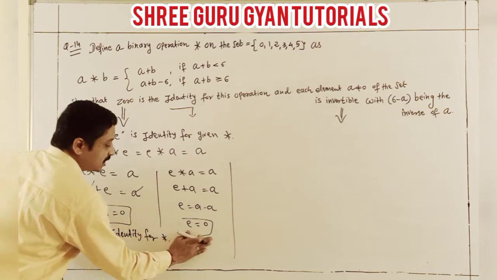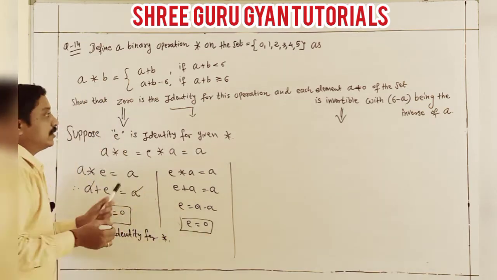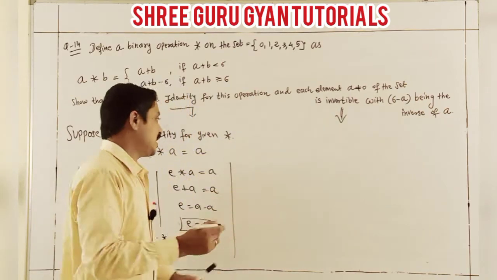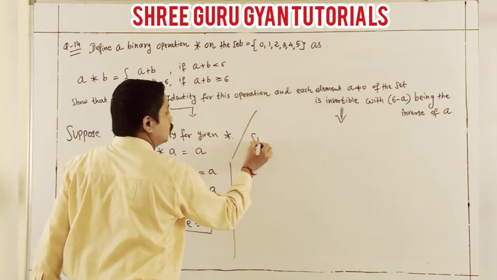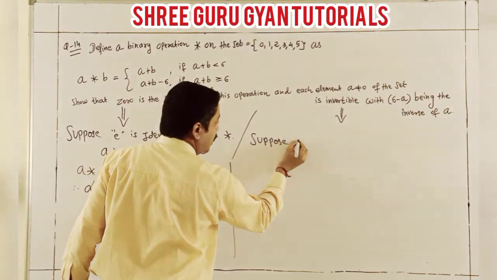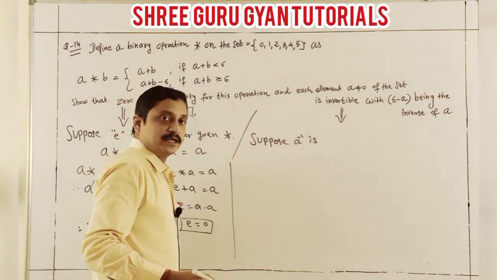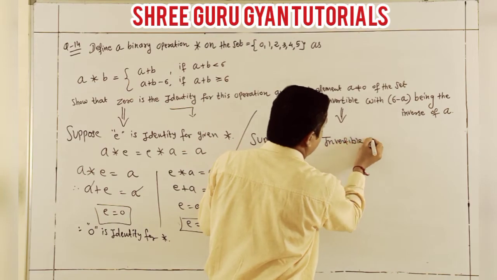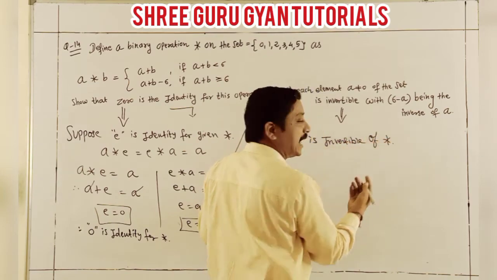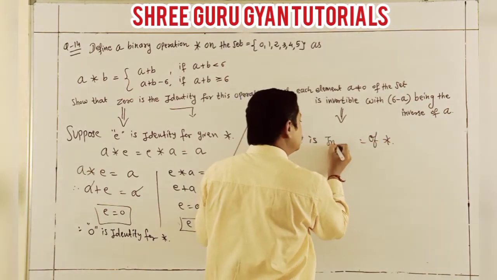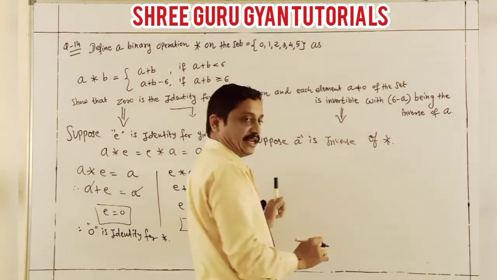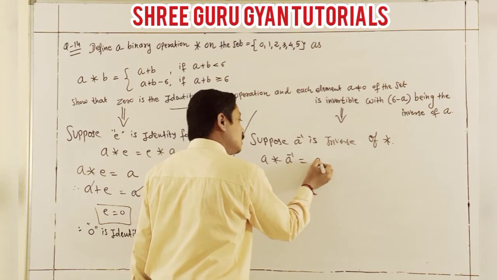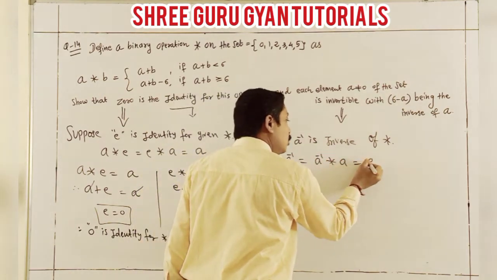Finally, this case is easily done. You have the identity. Now I am going to check the invertible case. Suppose A inverse is invertible. Given the binary operation, write down the inverse of the binary operation. So the property is what? A binary A inverse, A inverse binary A is equal to the identity.